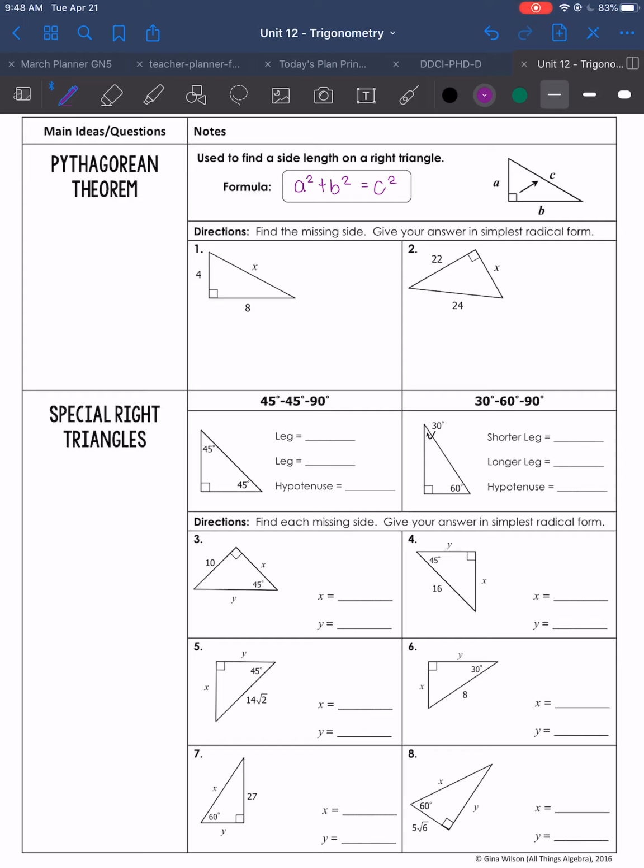I'm only going to do one because I'm going to stick with the odds here. So 4 squared plus 8 squared equals x squared, because your hypotenuse is always across from the right angle. So you have 16 plus 64 equals x squared, or c squared. So 80 equals x squared. So then if you simplify 80, you get x equals 4 square roots of 5 when you simplify your radical.